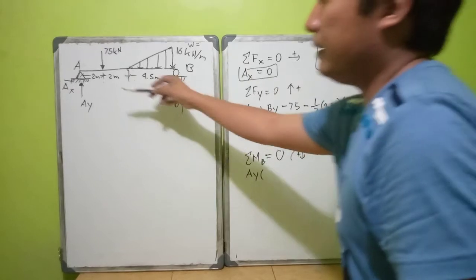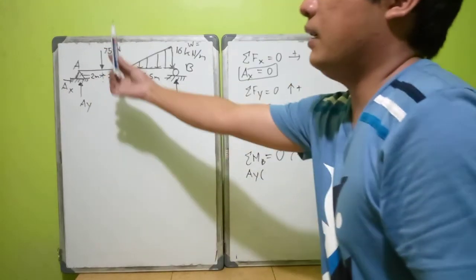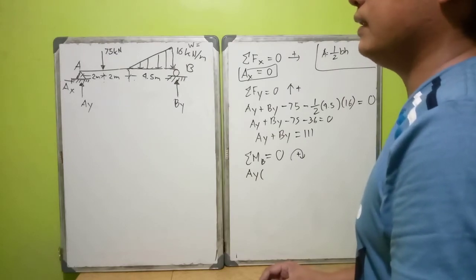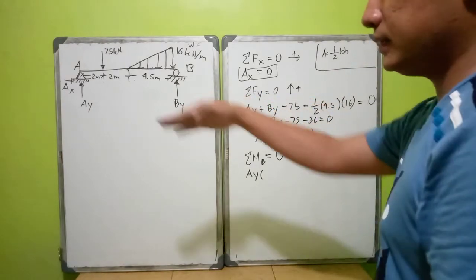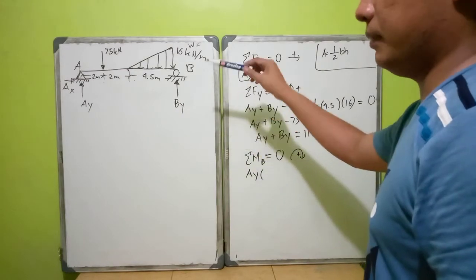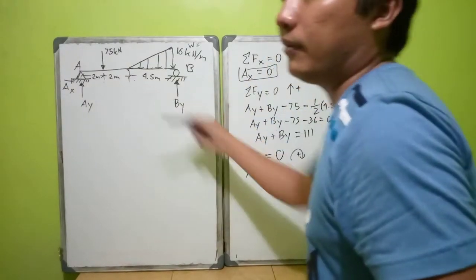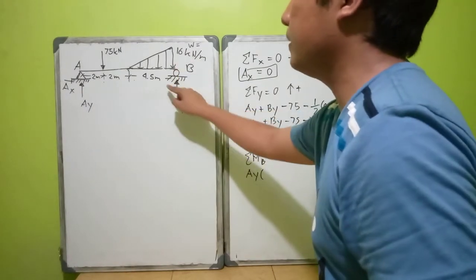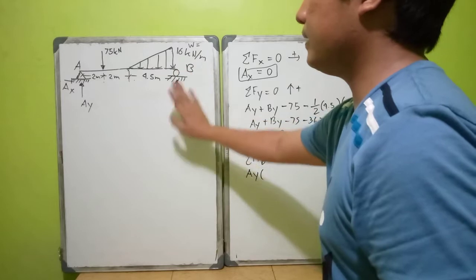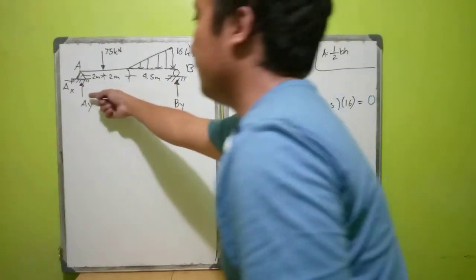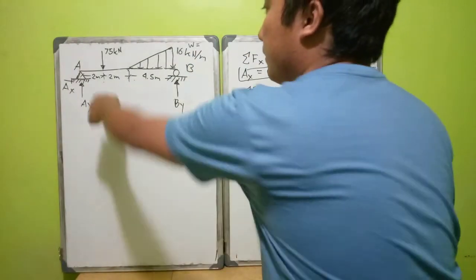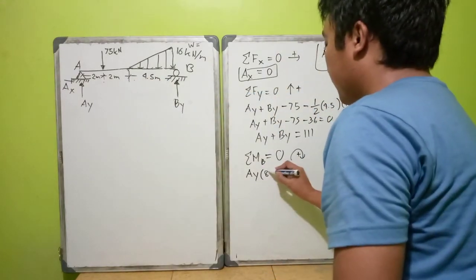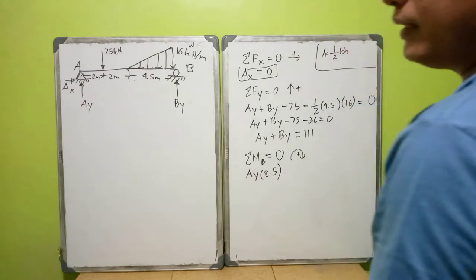Okay? So since Ay is vertical upward, its perpendicular distance is the horizontal distance. And this horizontal distance should be relative to B. The horizontal distance of this Ay relative to B is 2 plus 2 plus 4.5. So 2 plus 2 plus 4.5 is 8.5. Okay? So that is the moment arm.